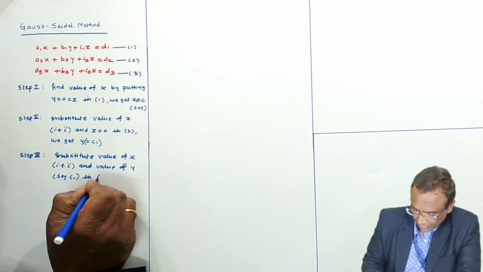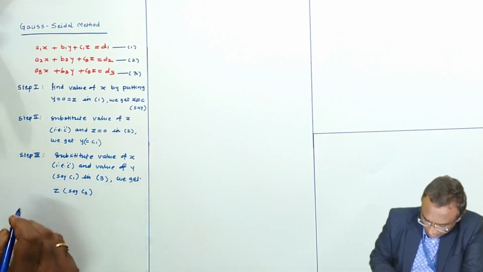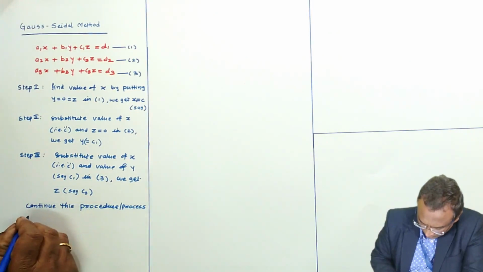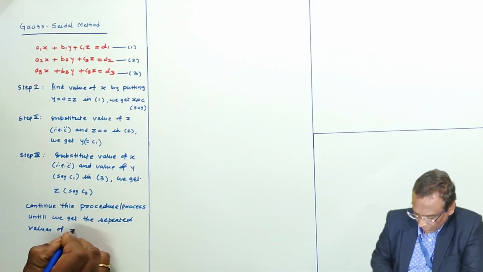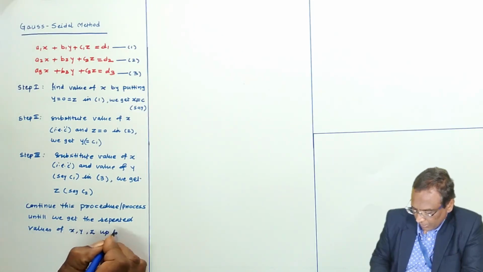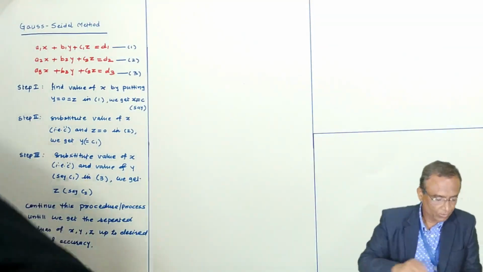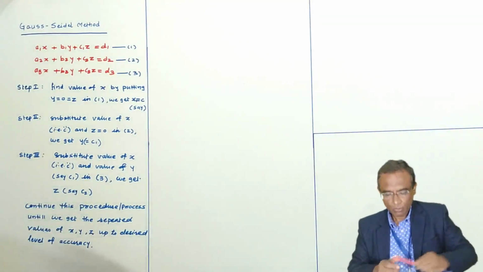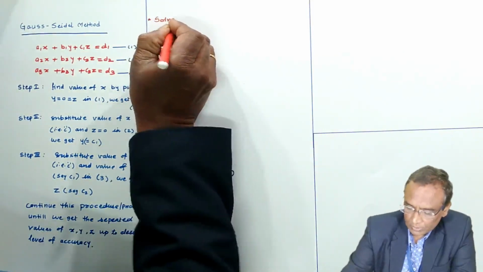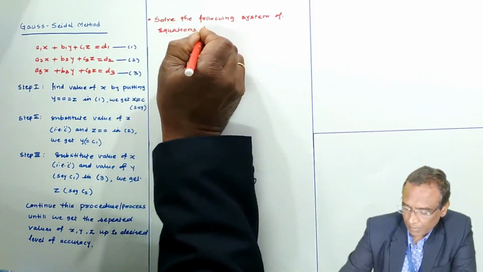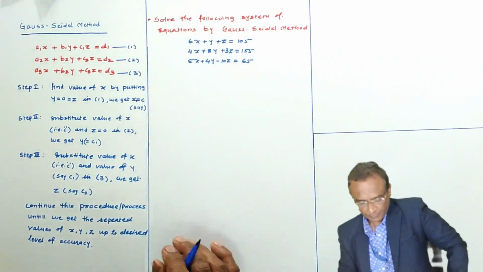Now step 3, substitute the value of x, that is c, and the latest value of y, say c1, in equation 3. We get the value of z, say c2, and continue this procedure until we get repeated values of x, y, z up to the desired level of accuracy. This is the iterative method. Very quickly, we are going to solve the problem on the Gauss-Seidel method. The question is asked like this: solve the following system of equations by the Gauss-Seidel method. This system of equations is given.